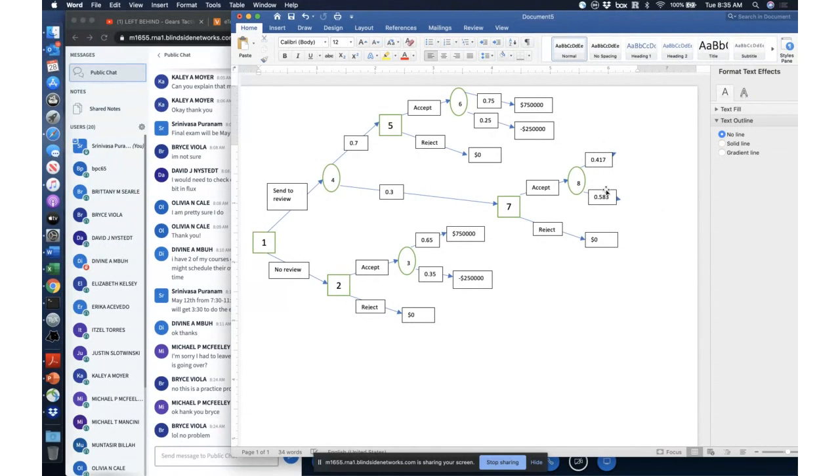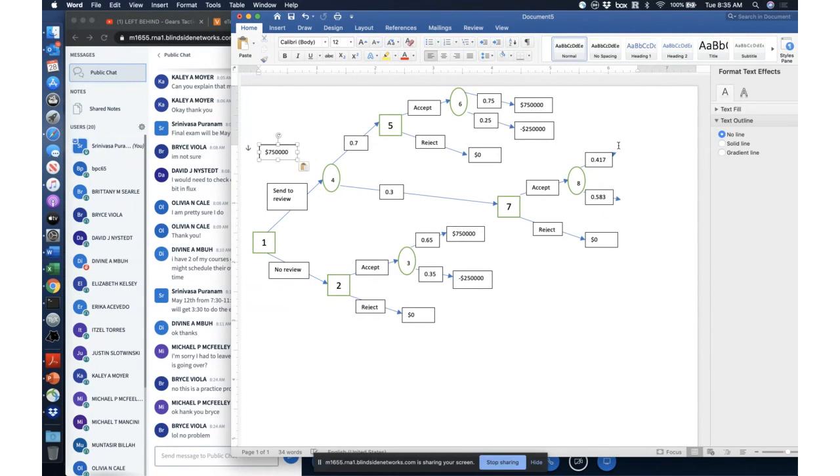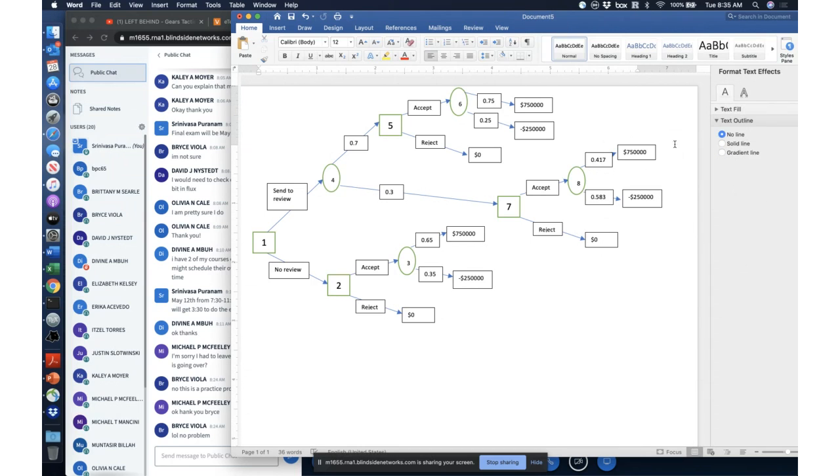So the payoffs are the same still, 750 if the textbook is successful, a loss of 250 if the textbook is unsuccessful. And if you reject, obviously there is no payoff. You'll notice that this tree and this tree are exactly the same. Accept and reject, you make a profit of 750, a loss of 250, or you make nothing based on the textbook. The only differences are the probabilities.